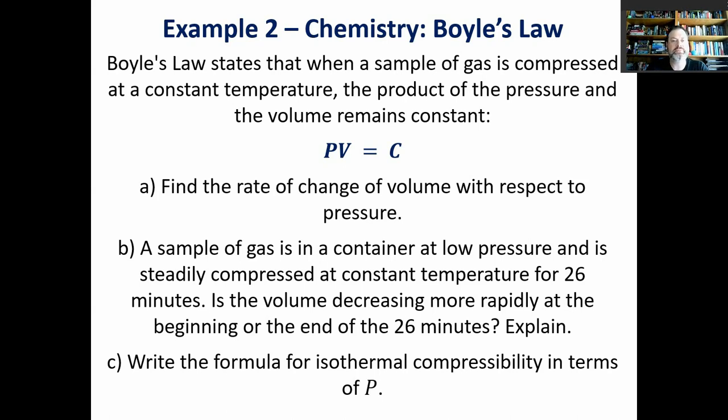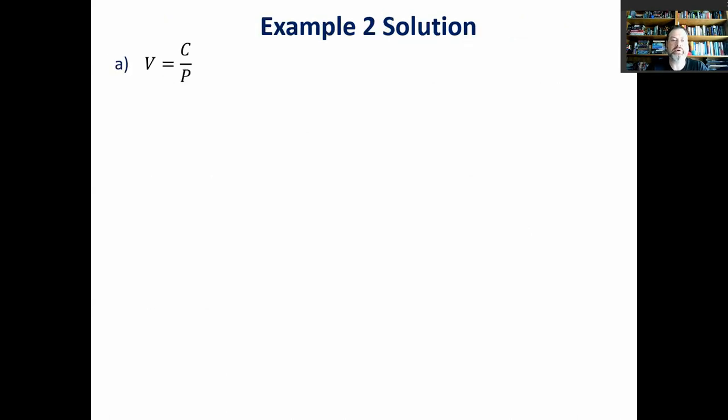All right, let's jump in. So we start with PV over C. We want to write volume as a function of pressure. So we have to divide both sides of that formula by P. So now, because C is a constant, it's just a number, we have a function, right? We have volume as a function of the pressure.